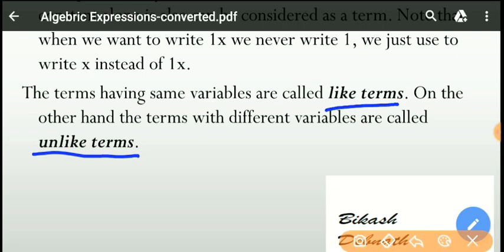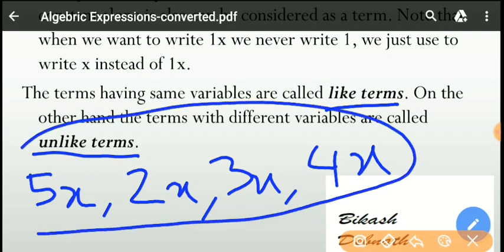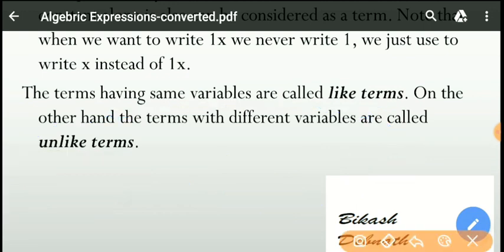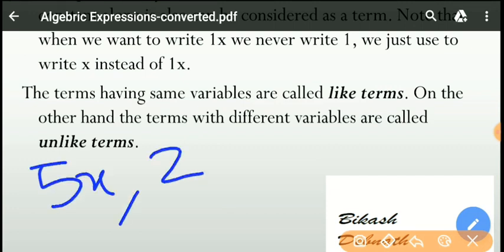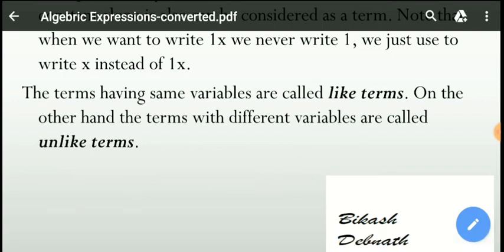So if I write 5x, 2x, 3x, 4x, so these all are having what? Same variables, that is, yes, x. So these are called like terms. Similarly, if I write say 5x, 2y, 3z, are they like? Very good. No, they are not like terms, they are unlike terms.